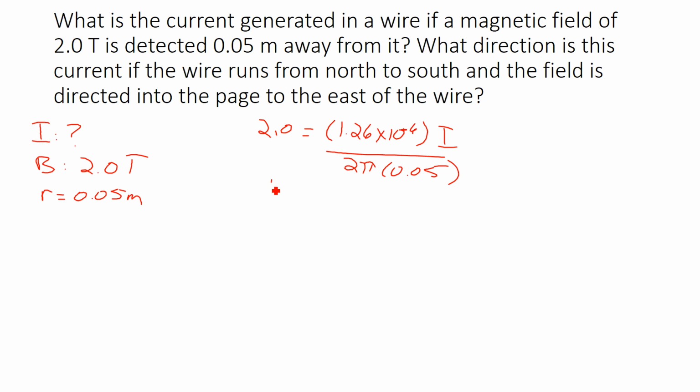Try this one on your own. You should get a current of 5 times 10 to the 5 amps, 5.0 with 2 sig figs. I got 5 times 10 to the 5. So you're going to times 2 by 2 pi 0.05. I have 5.0.